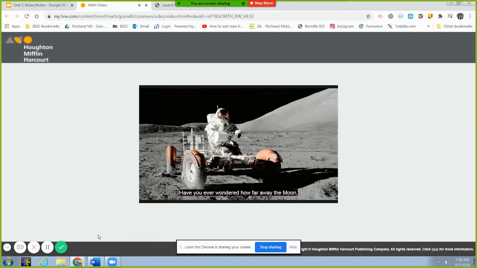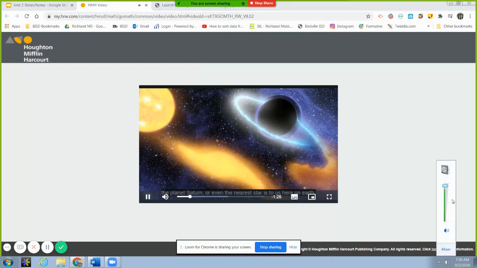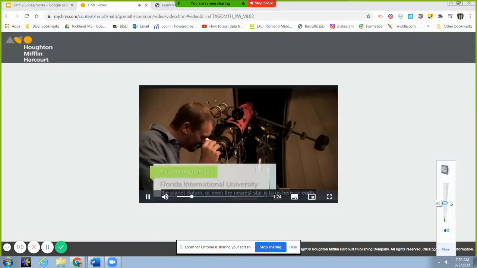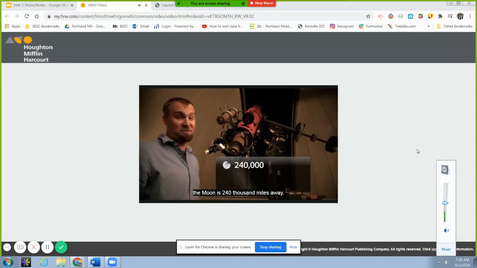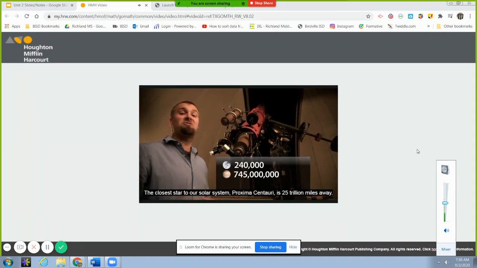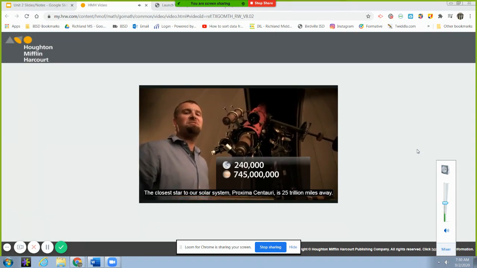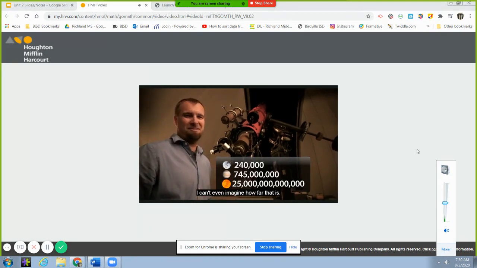Have you ever wondered how far away the moon, the planet Saturn, or even the nearest star is to us here on Earth? Well, scientists do know. The moon is 240,000 miles away. Saturn, 745 million miles away. The closest star to our solar system, Proxima Centauri, is 25 trillion miles away. I can't even imagine how far that is.